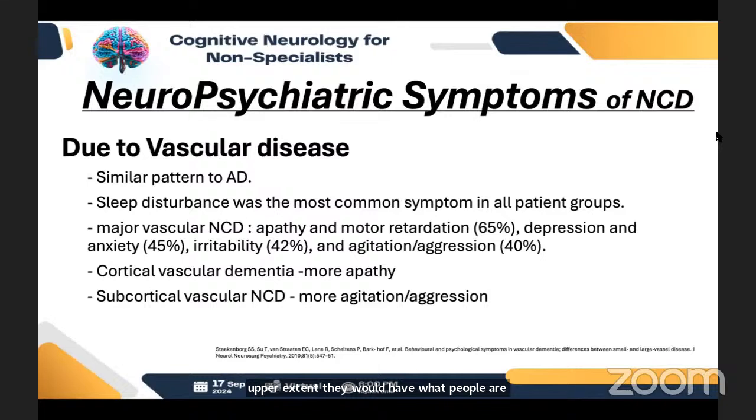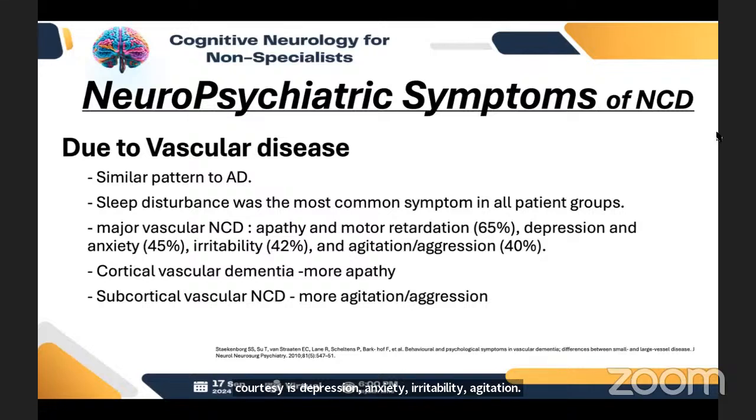How are these symptoms being presented in other kinds of dementia? Some vascular disease will have a similar pattern to Alzheimer's disease. Sleep disturbances is one of the most common symptoms in all patient groups. They also would have apathy and motor retardation common in vascular disease, depression, anxiety, irritability, agitation, and aggression.